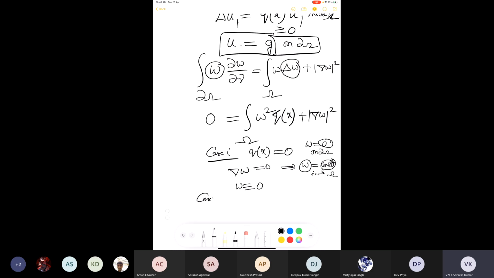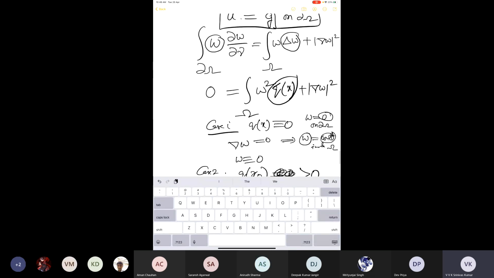This is uniqueness. Case 2: suppose q is not identically 0, since the identically 0 case we have considered. That is, there exists a point x naught inside the domain where q is strictly positive. Then w will be 0 inside omega, and this implies u1 is equal to u2. Uniqueness is established.